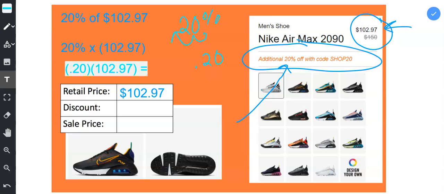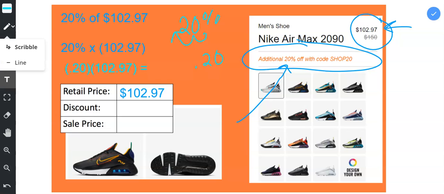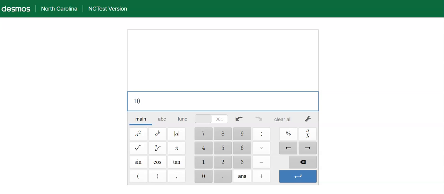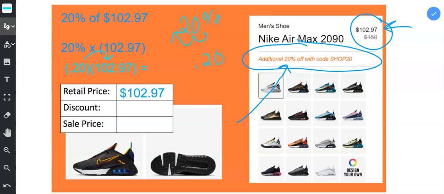So I'm going to go over to Desmos, and you can type in this amount in either order. Because of the commutative property of multiplication, I can either type in 0.20 multiplied by 102.97, or I can type 102.97 times 0.2. The order doesn't matter because according to the commutative property of multiplication, you can switch the order and you'll get the same answer. Let me show you. 102.97 times 0.2, you get that amount. And if I multiply 0.2 first times the 102.97, look, I get the same answer. 20.594.